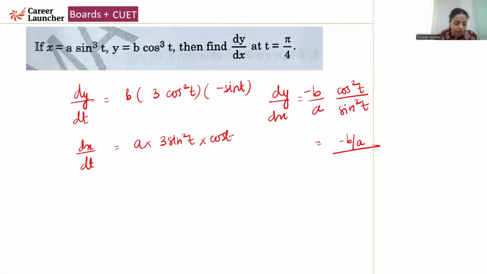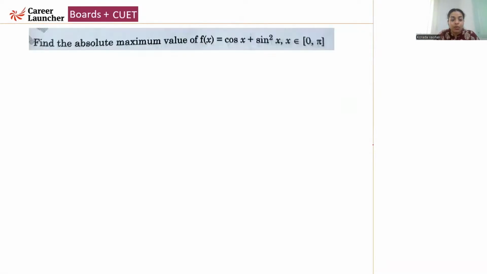Now let's move on to question number 23. What is the absolute maximum value for this expression? Right. So first of all, let's calculate the first derivative.